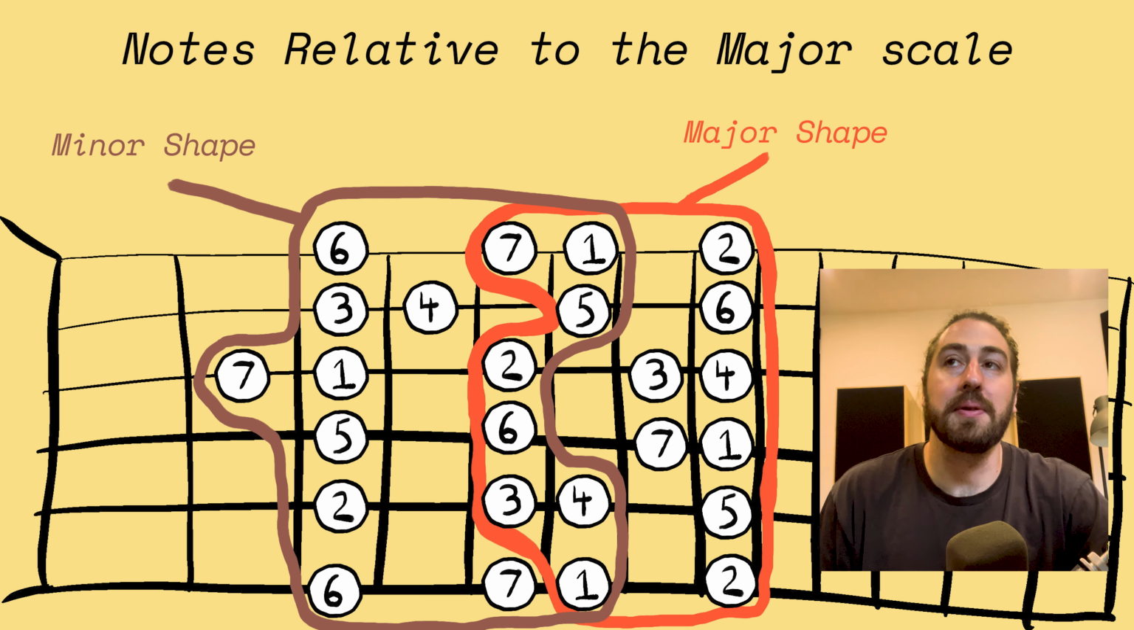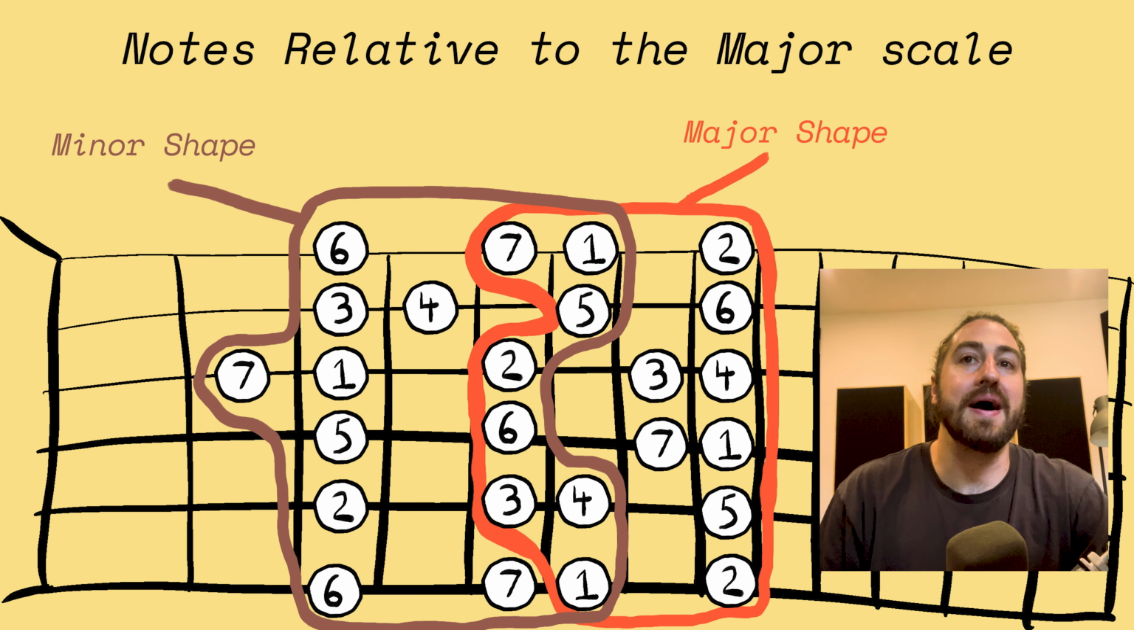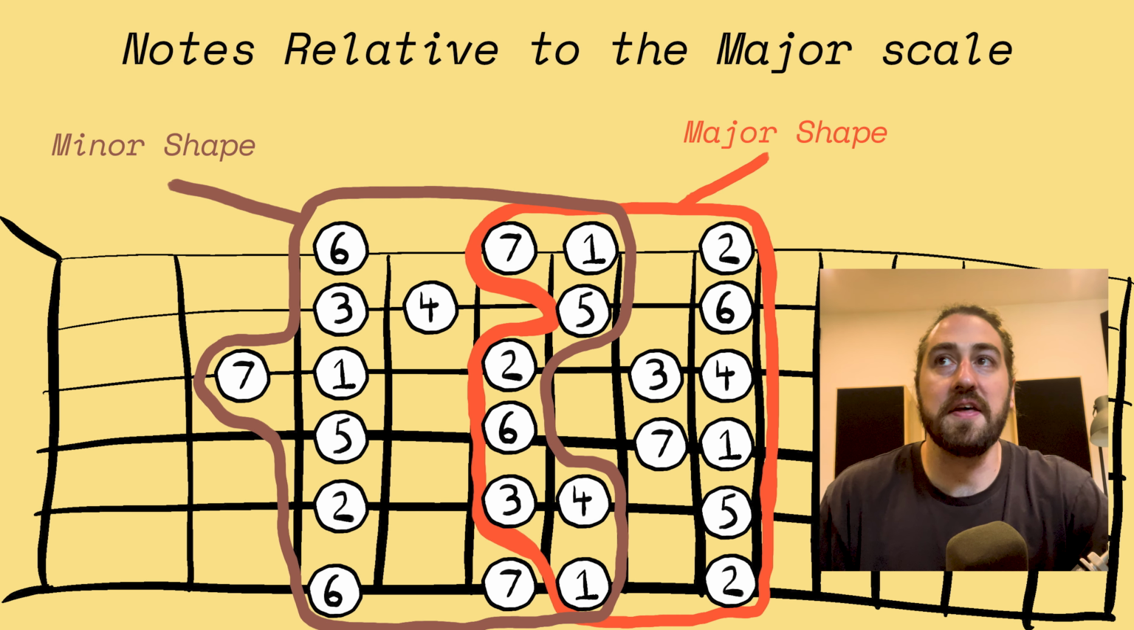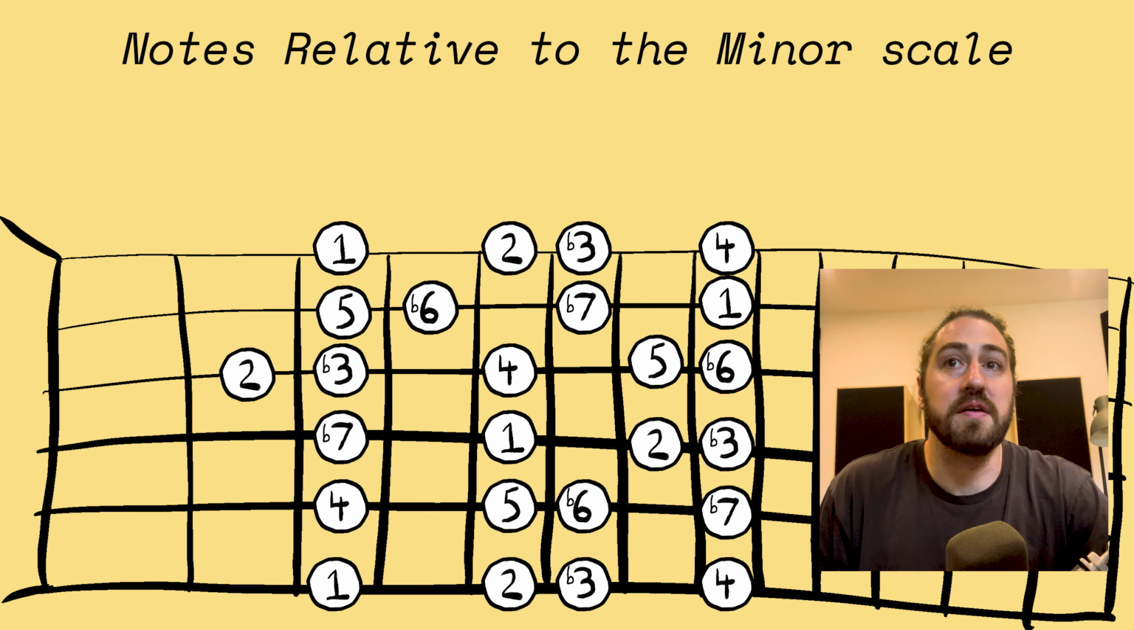So you can actually play both of these shapes no matter what key you're in. Here they are together. So for example, maybe we're in A minor instead of C major. And here's all the notes relative to A minor. You can see now that our 6 has been turned into our 1. So our root note is the 1. You've got 1, 2, flat 3, 4, 5, flat 6, flat 7, 1.